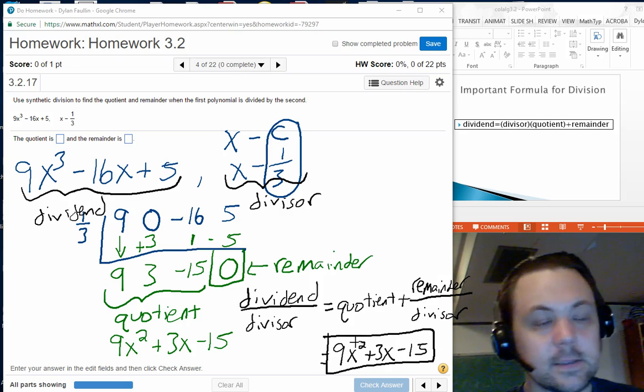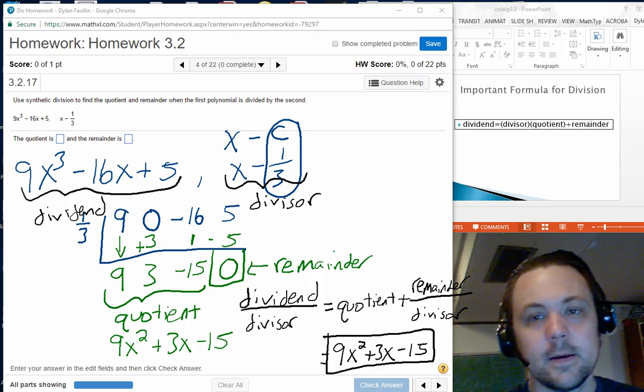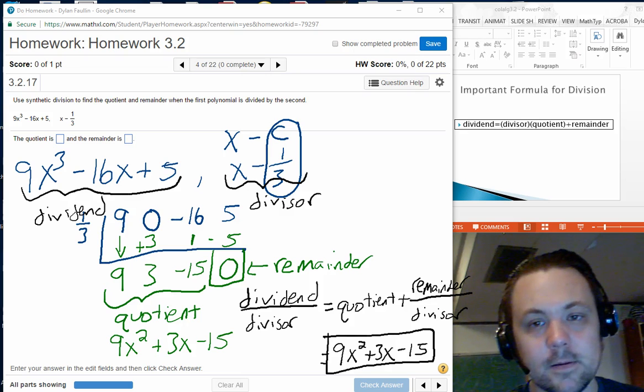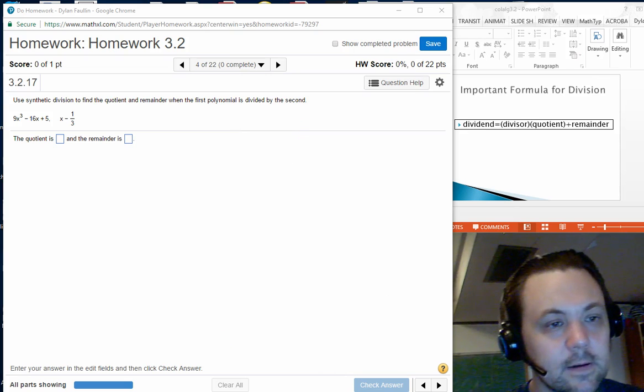All right, so that's how synthetic division works. We're going to be using it quite a bit in some problems coming up. Let's take a look at another concept now. So let me erase everything on the screen.